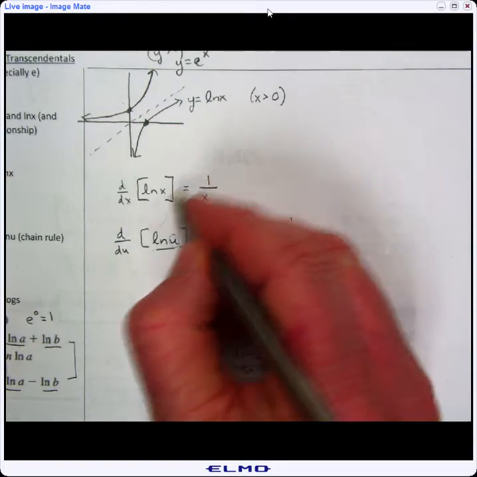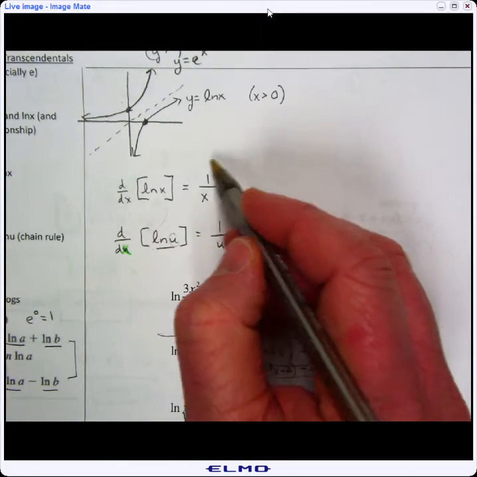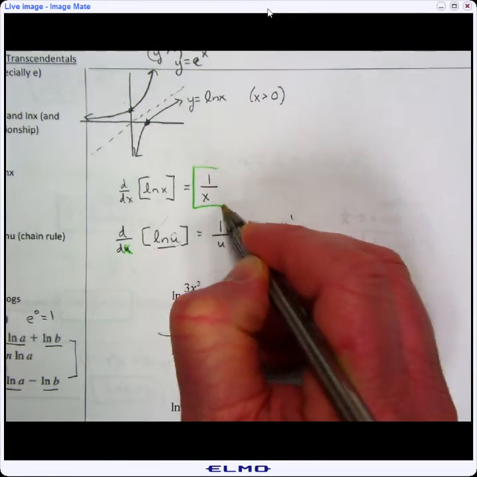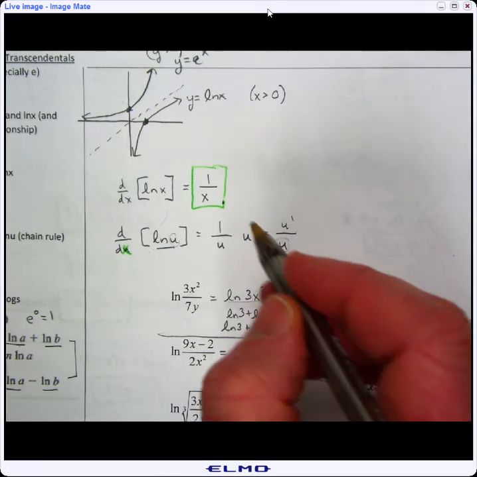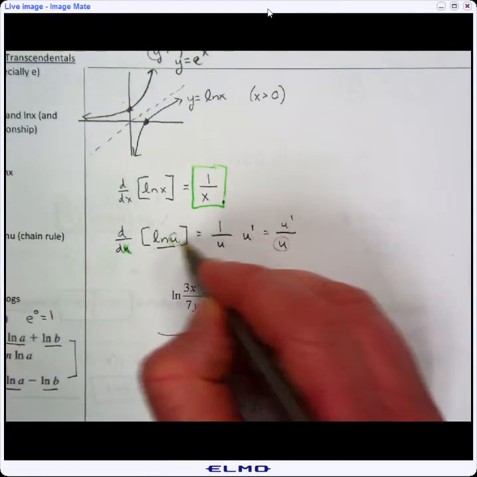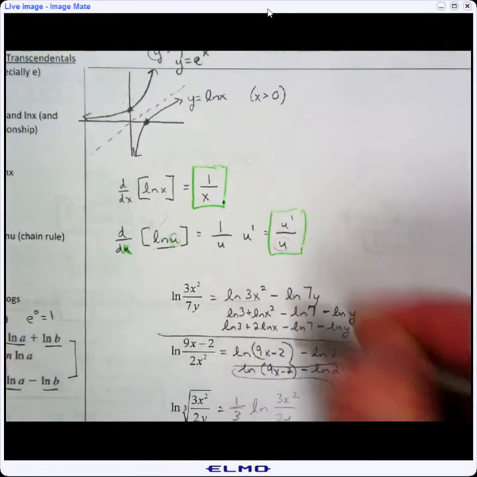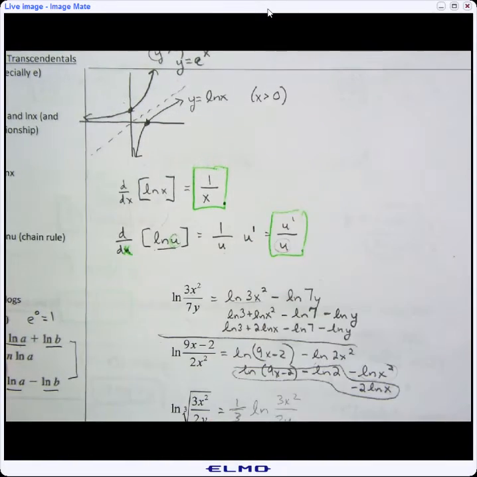Okay, so reviewing, going back again, derivative of, let's just say x, derivative of natural log is 1 over x, and the derivative of natural log of a chain is u prime over u, because it's 1 over u times u prime. Easier to do u prime over u.